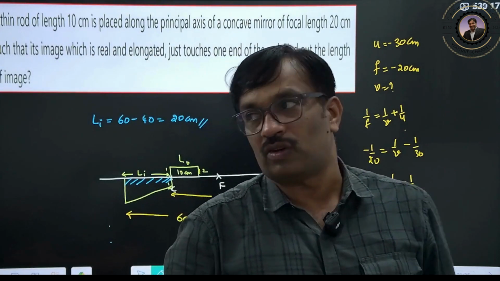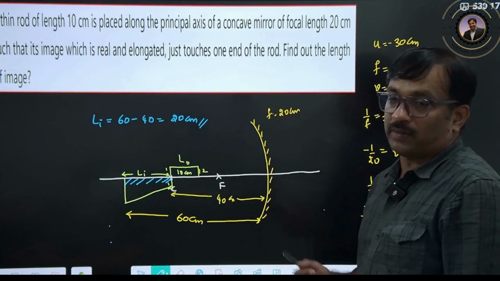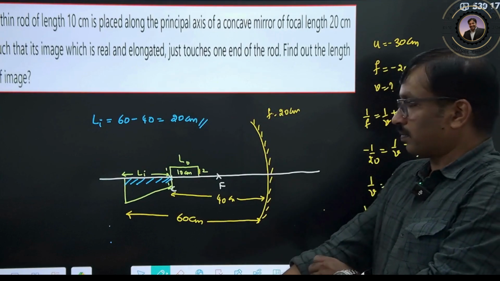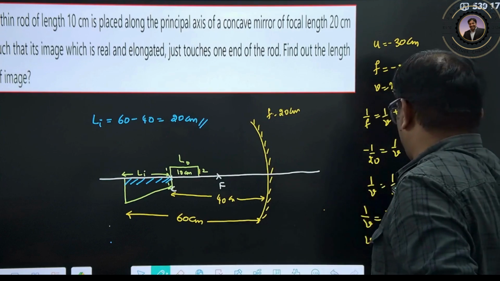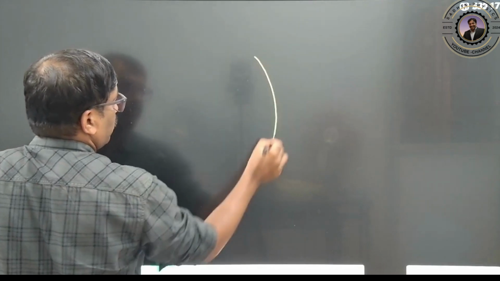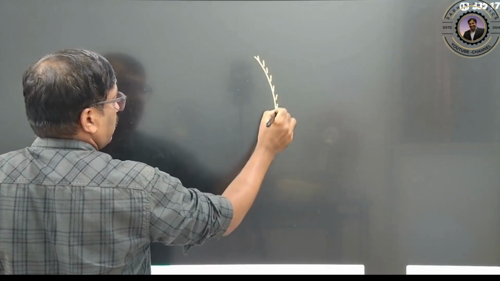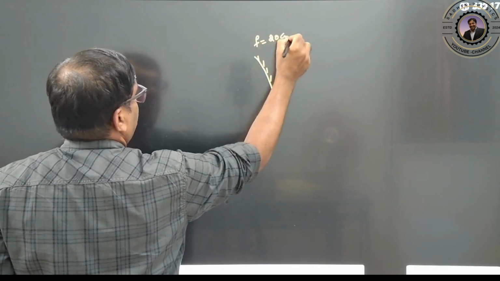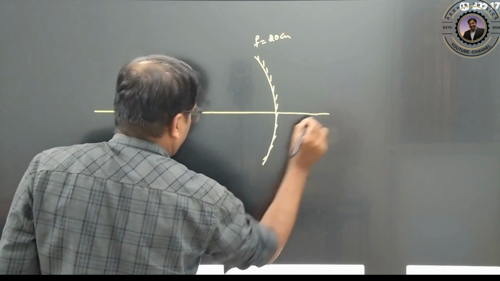In this way, you have to calculate the problems of this type. Clear? Right? So, you can do one question here. Same type of question only. Suppose as homework, focal length f is equal to 20 centimeter. So, focal length is 20 centimeter.